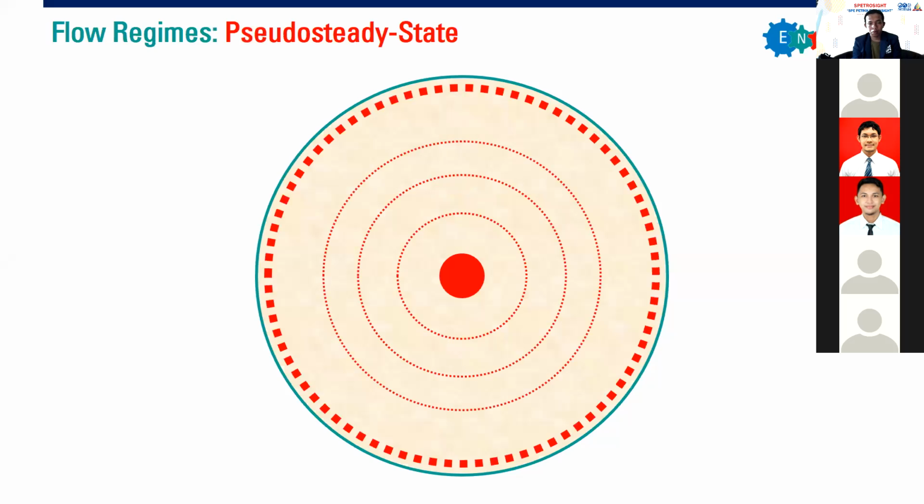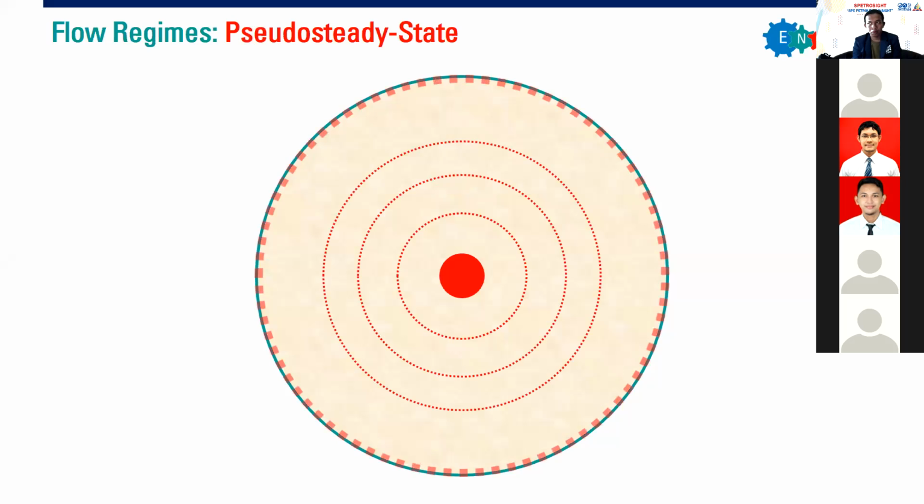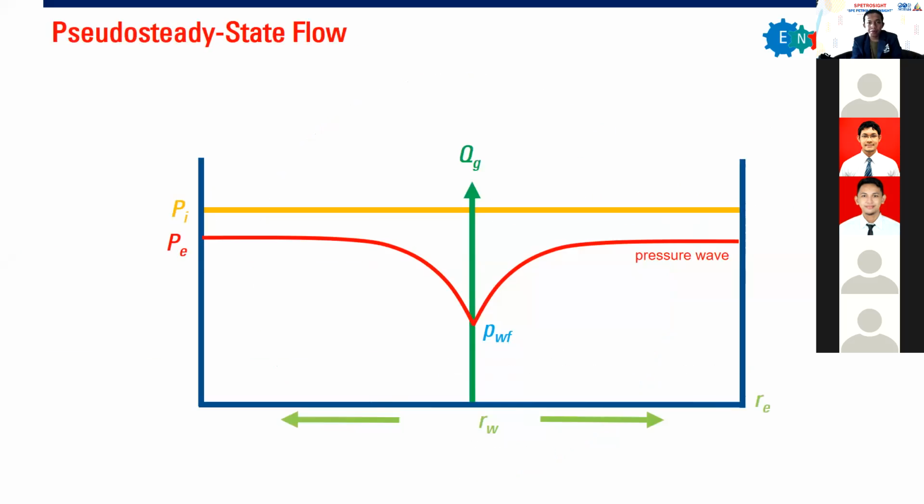Until at one point, it touches the boundaries. It hits the reservoir boundaries. At this condition, we can say that pseudo-steady state flow regime is reached. We are now in a pseudo-steady state regime. And then we can also plot it like this one.